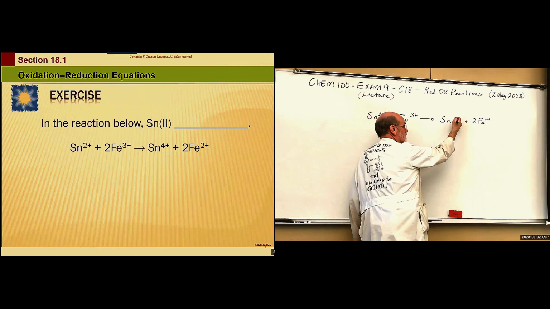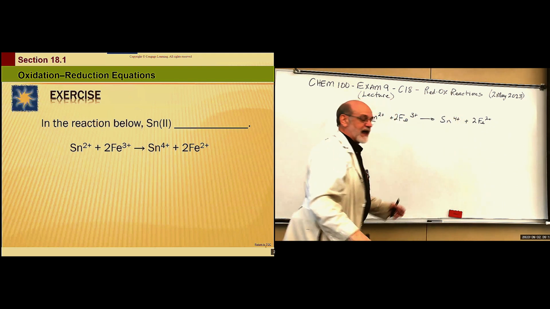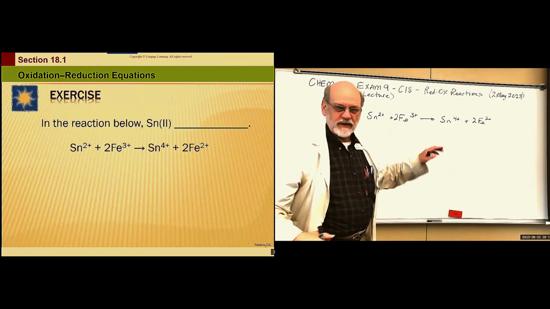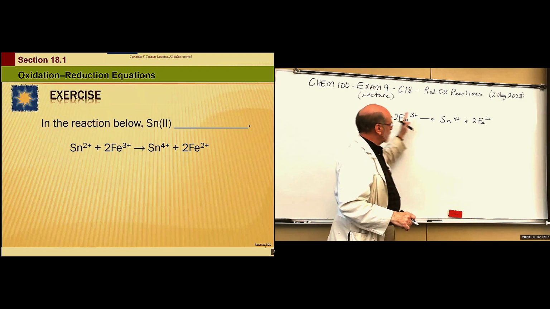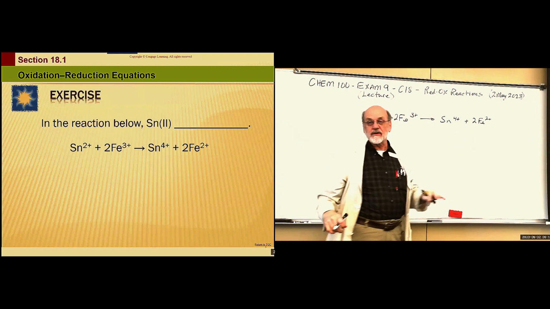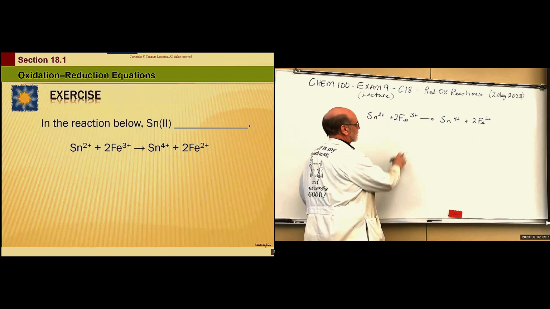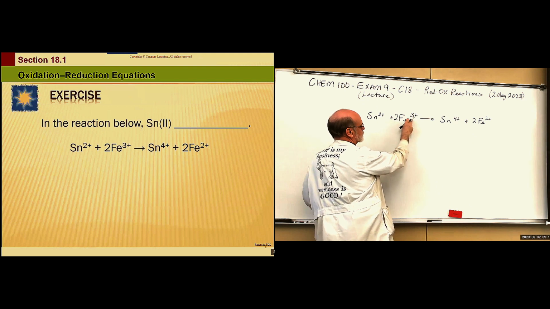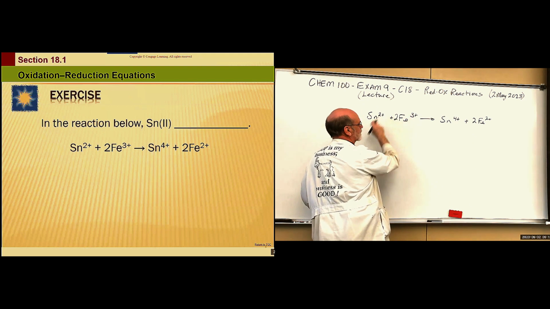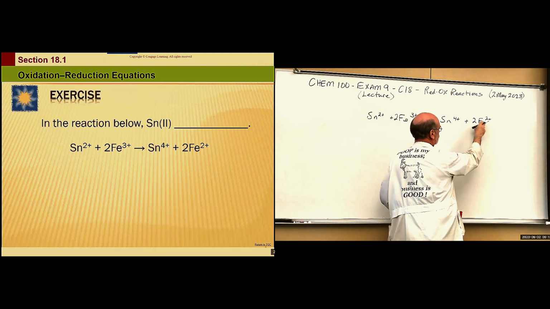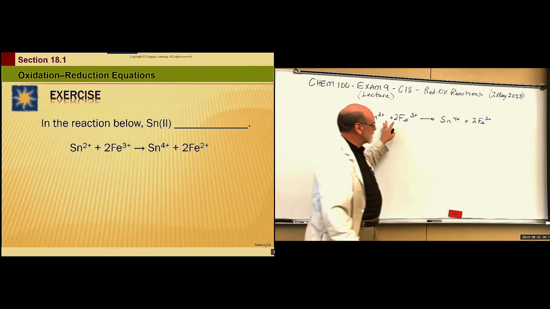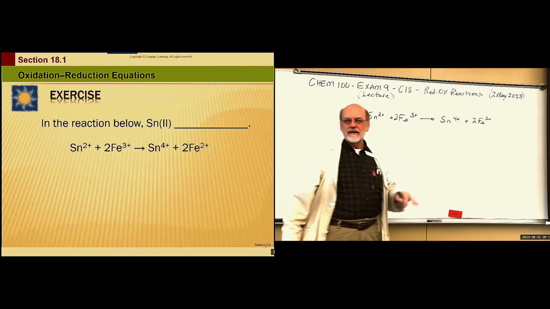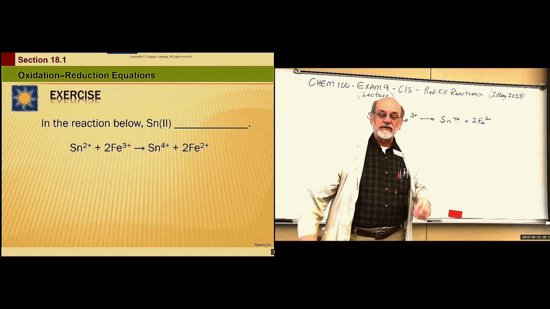So the way this is written, and I'll make a point of this right now, notice that these charges across the reaction don't necessarily balance. We have 2, 6 plus, 8 plus, 2, 4, 4. So the positive charges balance. 8 plus on this side and 8 plus on that side. But they don't have to.